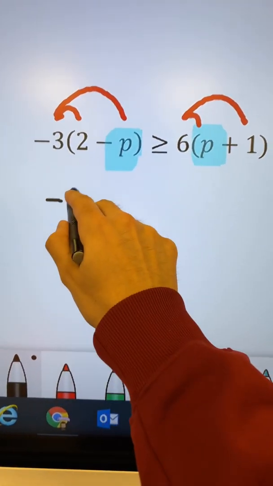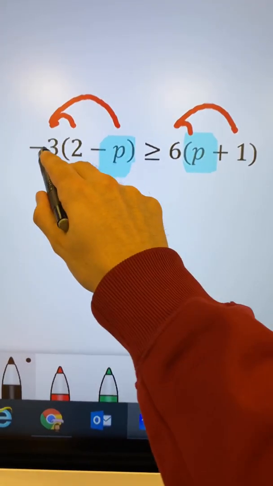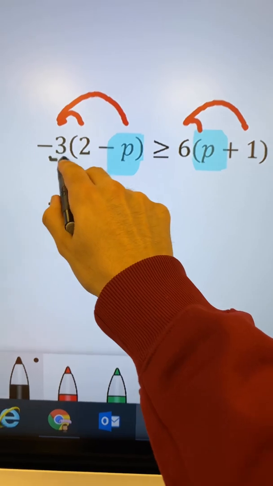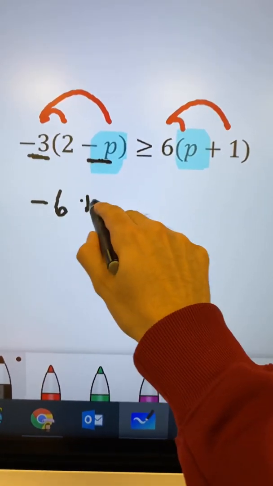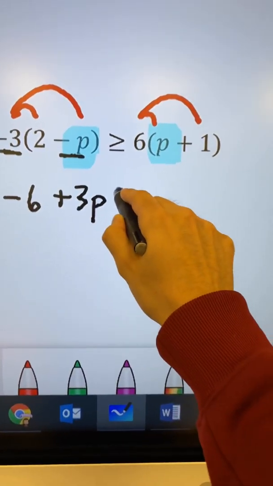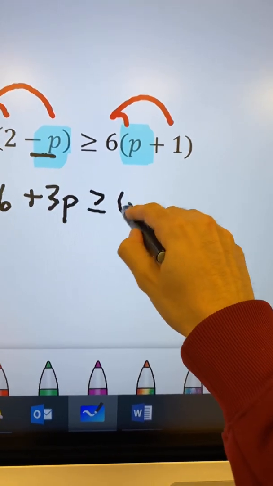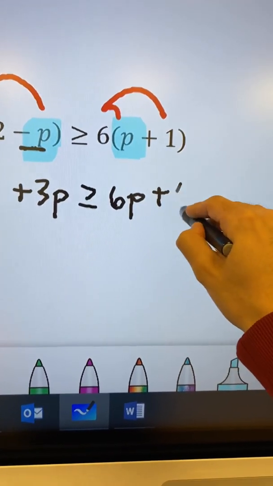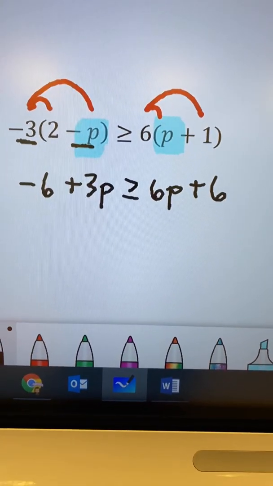So now when I do that, I'm going to get -6. And now notice here, this is -3 times a negative p, which is positive 3p, greater than or equal to 6p plus 6. So that's step 1.